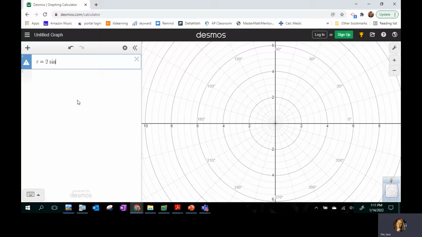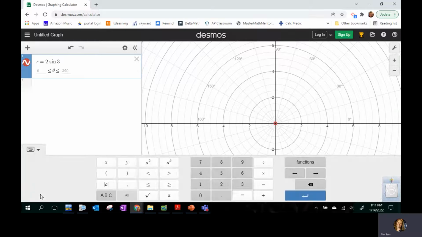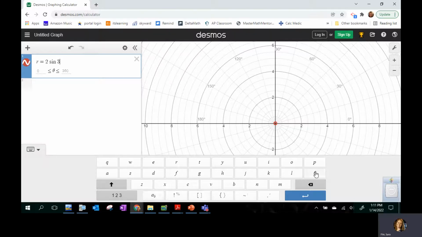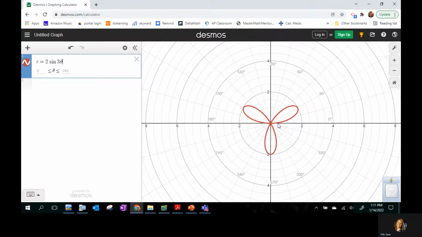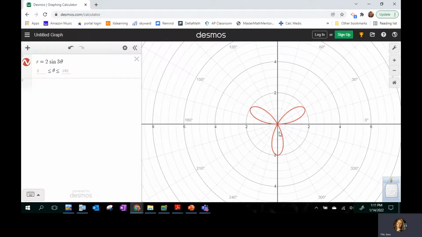So how many petals do y'all want? 3? So it would be 3 theta, because remember, if n is odd, that's how many petals there will be. You go to the keyboard to ABC, and theta is here on the right. Okay, so here is 2 sine of 3 theta, and I can zoom in a little. Okay, so 3 petals, and it's a sine function, so it does not start at the polar axis.